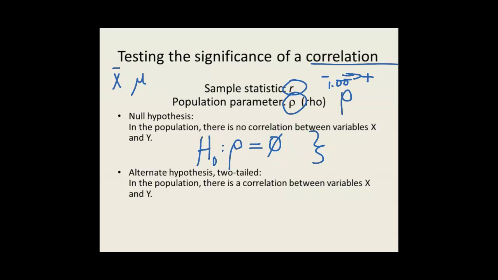The alternate is always going to be one of just difference. Don't worry about one-tailed or two-tailed. They're always a hypothesis of difference because the sign doesn't really tell us anything other than the direction. It doesn't tell us whether a value is greater than 0 or less than 0. It just tells us how strong it is and in which direction. So we don't ever do alternate one-tailed hypotheses for correlations.